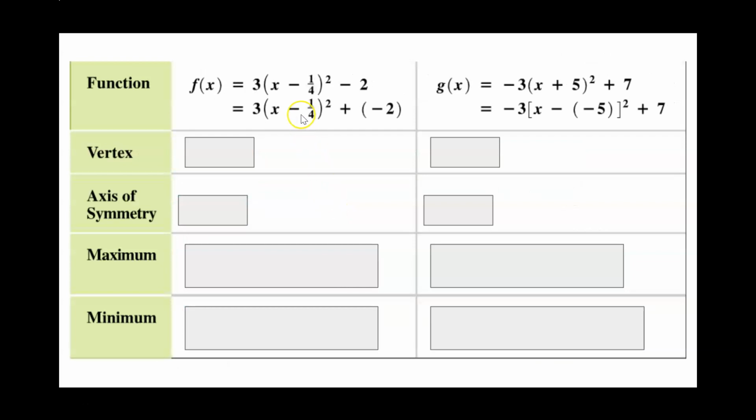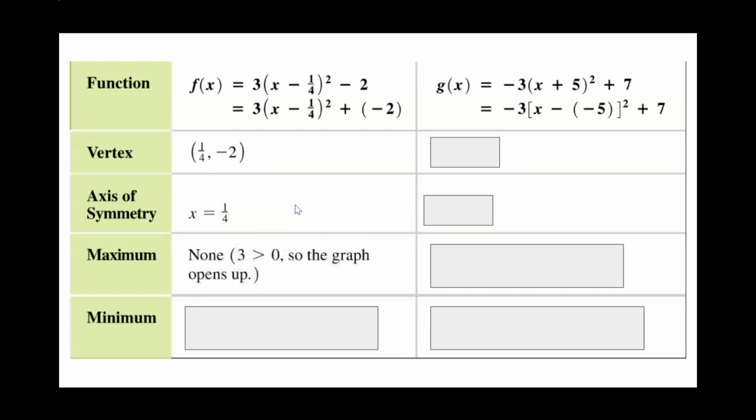So looking at this one here, again, if this is a minus 1/4, and this is a -2, we're going to keep the sign. Change the sign here to be a positive 1/4. And then over here, you keep the sign, so this would be -2. Axis of symmetry, because we know what the x is, it's going to be x equals 1/4.